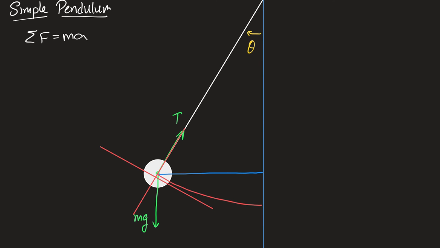That's the force we want to talk about. So to talk about that force, I'll remind you that there is a component of the weight this way. That is mg cosine theta. And there is a component of the weight in that direction, and that is mg sine theta.